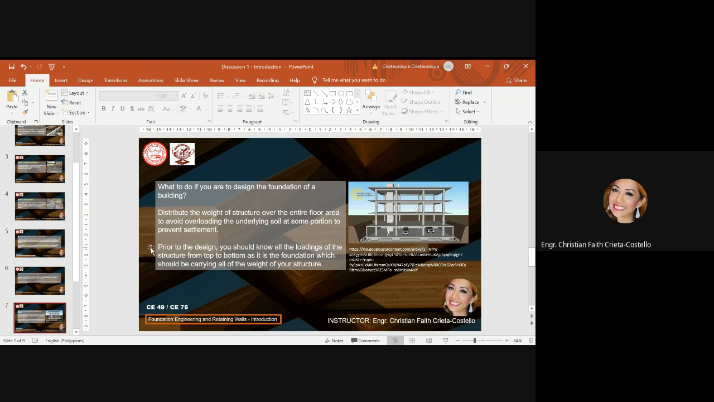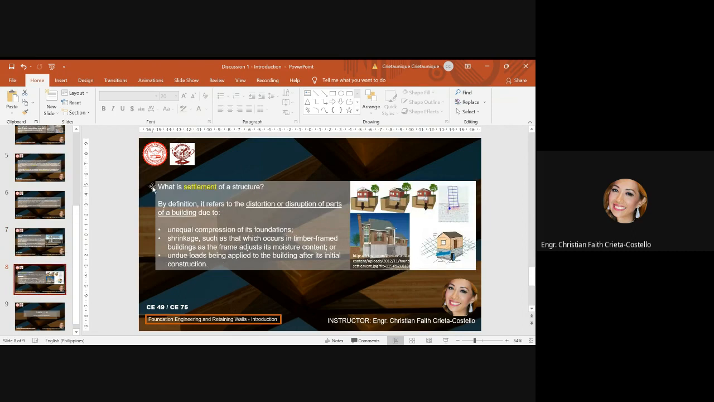Next is prior to the design, you should know all the loadings of the structure from top to bottom. So from top to bottom, as it is the foundation which should be carrying all of the weight of your structure. So you have to know the loadings starting from the roof, including all the structural members, columns, beams, floors, floor joists, and everything from top to bottom because it will be carried by your foundation.